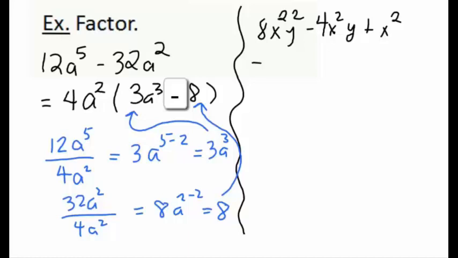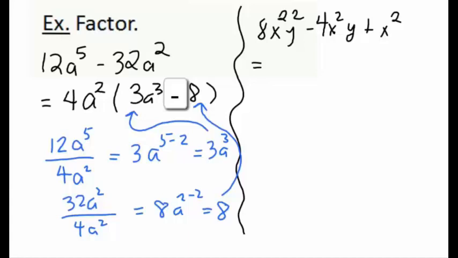Now let's take a look at a bit of a larger example over here with 3 terms. We have 8x squared y squared minus 4x squared y plus x squared. Now if we go through just our numbers first, we see that 8, 4, and 1 don't share any common factors except for the number 1. So we don't have any numbers that come out when we do our common factoring.